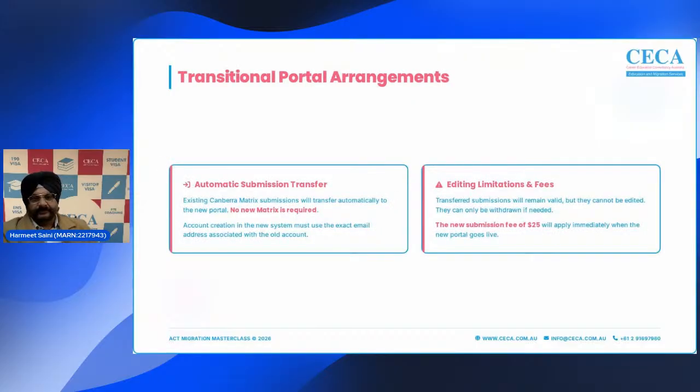And the second thing, automatic submission transfer. This means existing Canberra Matrix submissions will transfer automatically to the new portal. No new matrix is required. If you have the same details, the same email recorded with the old and the new system, then your details will automatically be transferred from the old profile to the new profile on the new portal. Transferred submissions will remain valid, but they cannot be edited. They can only be withdrawn if needed on the new portal.